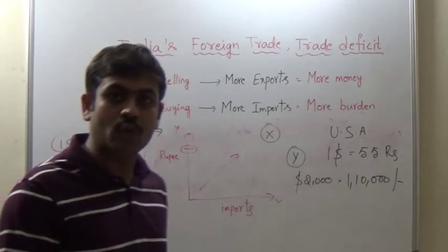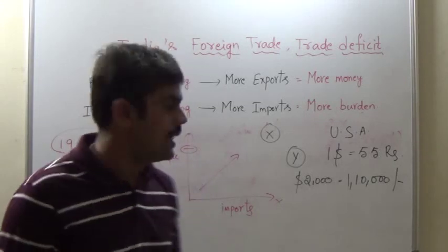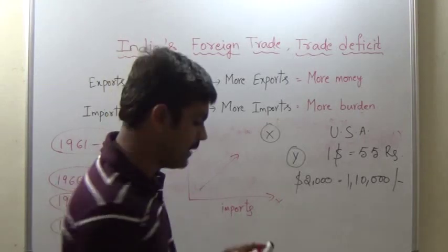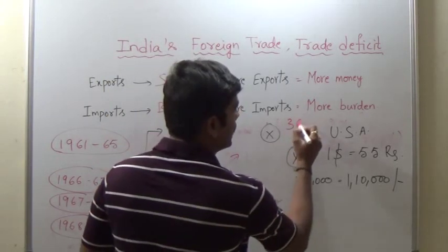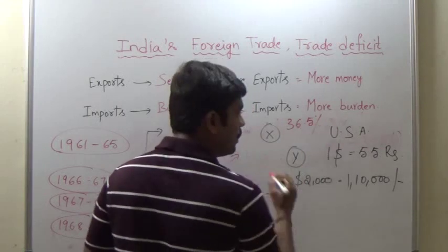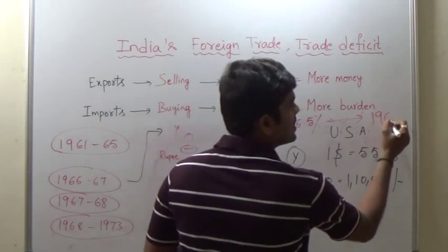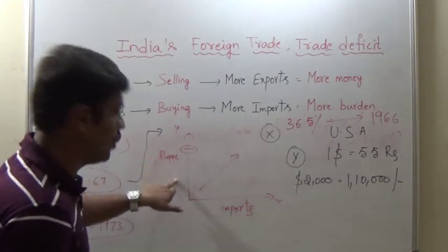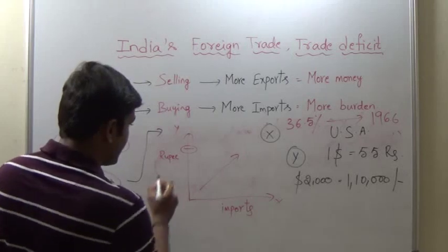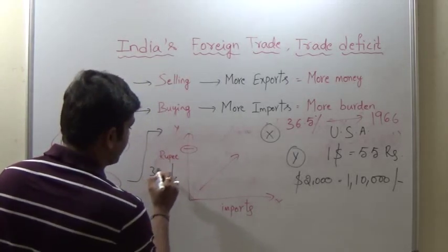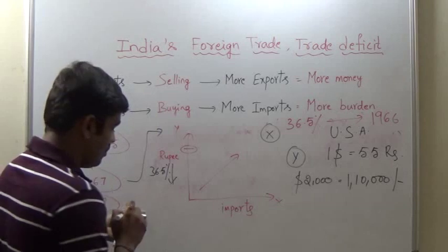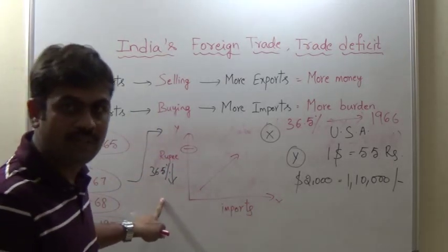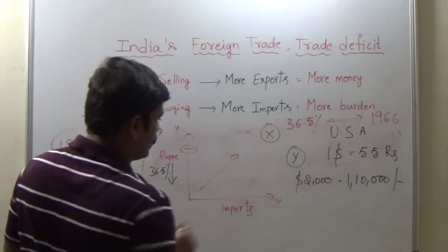So if the value of the rupee is devalued by the government of India, devaluation means the rupee is becoming weak, by something around 36.5%. Just now I told you, 36.5% is the devaluation of the rupee in the year 1966 by the government of India. So the value of the rupee is coming down by 36.5%. Since the rupee value is coming down because of devaluation, imports will come down.